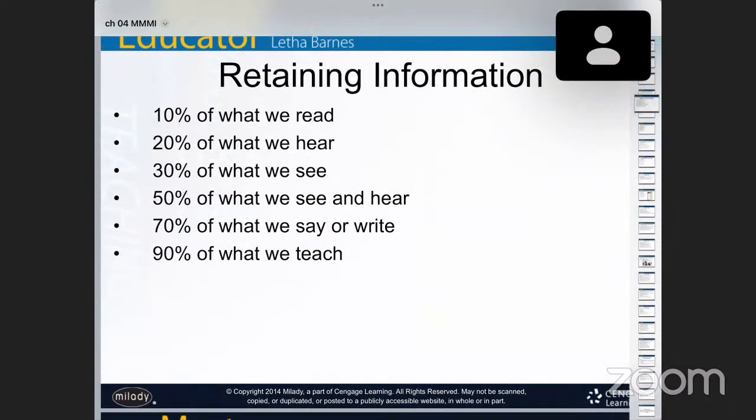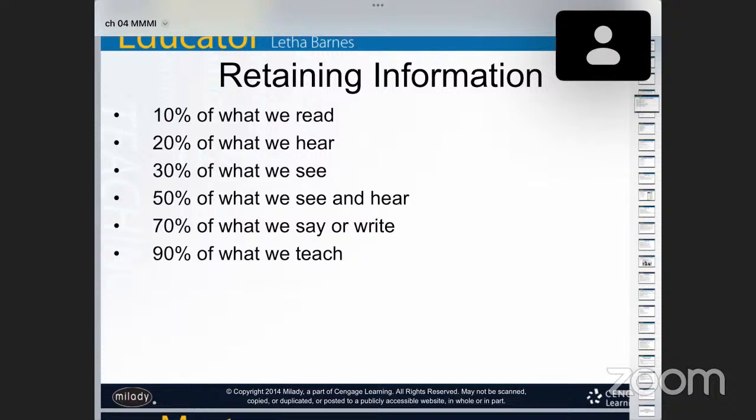Here's the retaining of information. 10% of what we read. So us telling them to read, they're still not learning it. Retaining the information means it's in there, it's stuck, it's in the brain. Just because you tell them to read it doesn't mean that they're learning it. They only recall 10%. They may say, I think I've heard of that somewhere. I don't know where, but they can't tell you anything. They just say they think they heard of it.